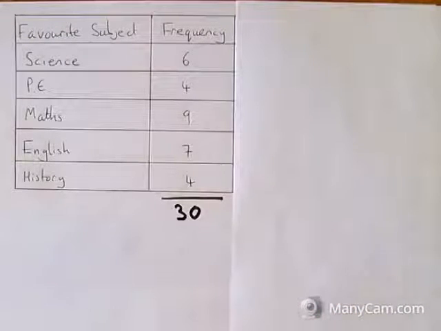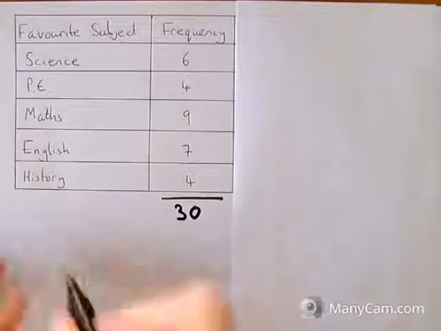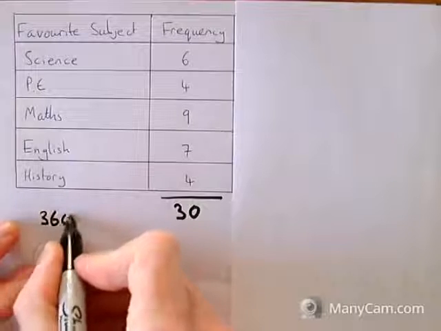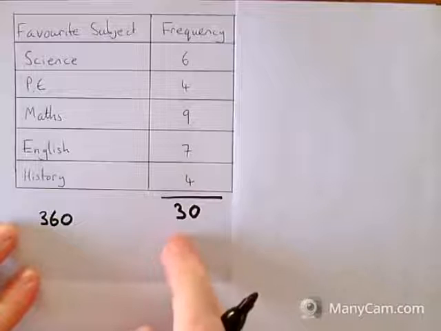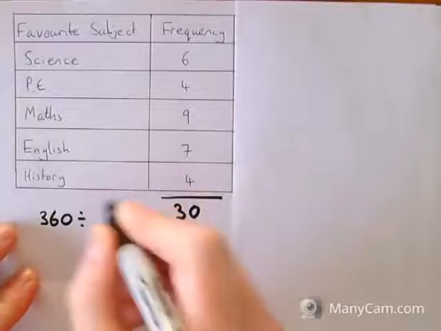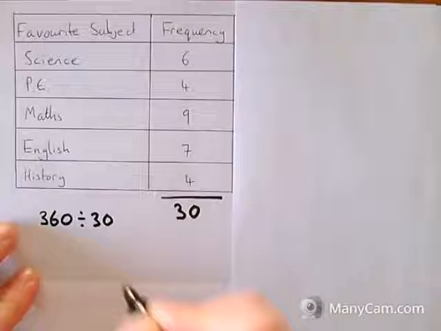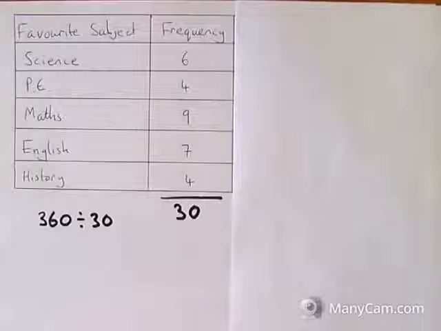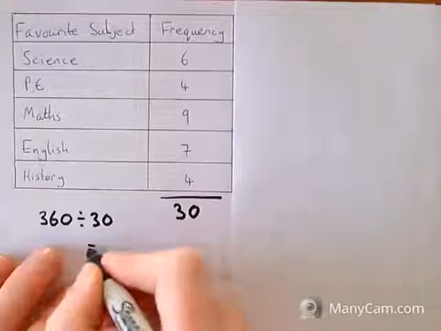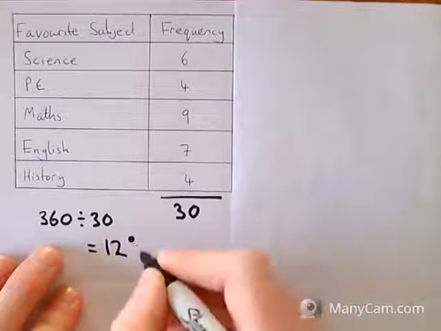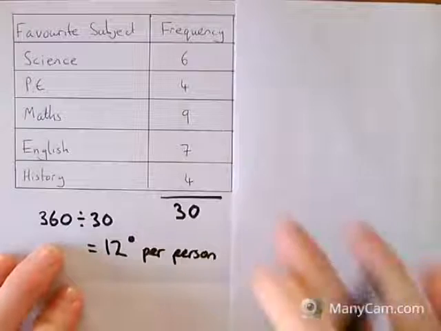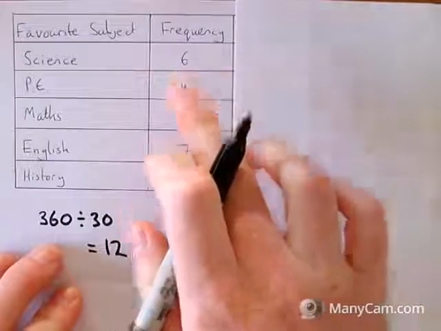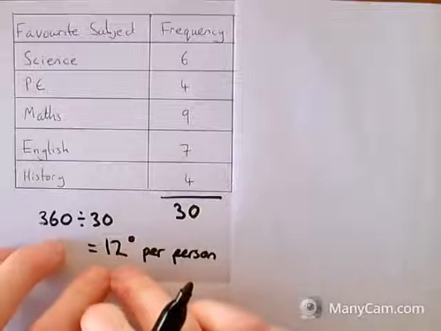Then I need to work out how many degrees I'm going to draw from my pie chart per person. There's 360 degrees in a circle, and I need to share those 360 degrees out with those 30 people. So I need to do 360 divided by 30. 360 divided by 30 gives me 12. So I know that it's 12 degrees per person. So for each person who took part in this survey, they're going to be worth 12 degrees in my pie chart.